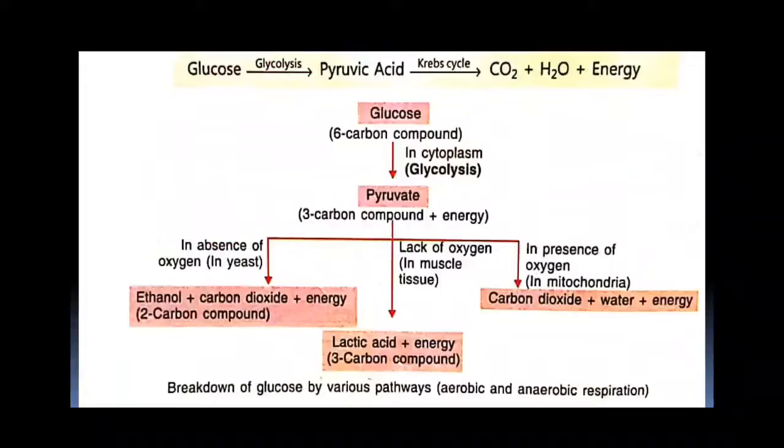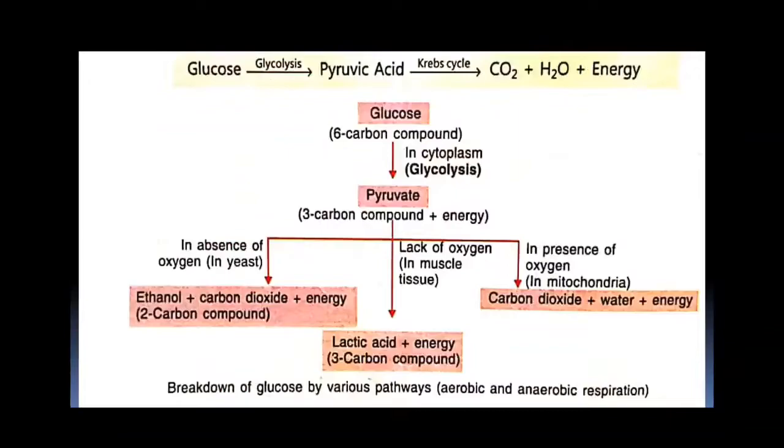If oxygen is available, then the pyruvic acid enters mitochondria and breaks down aerobically, and the process which occurs inside mitochondria is called Krebs cycle. It results in complete breakdown of pyruvic acid, which results in the release of carbon dioxide and water with energy. Now, anaerobic respiration occurs in the absence of oxygen. In this case, glucose is incompletely broken down into alcohol and carbon dioxide or into lactic acid. And the energy released in anaerobic respiration is much less than in aerobic respiration.